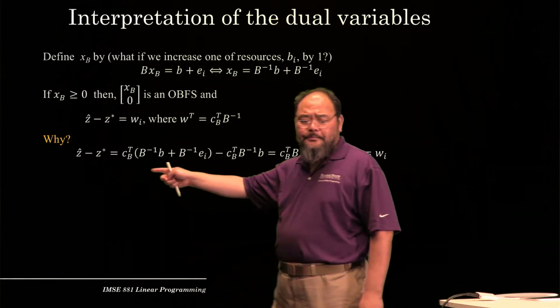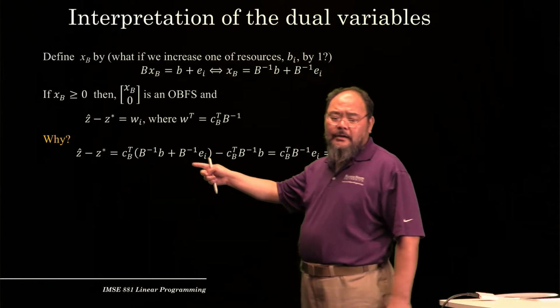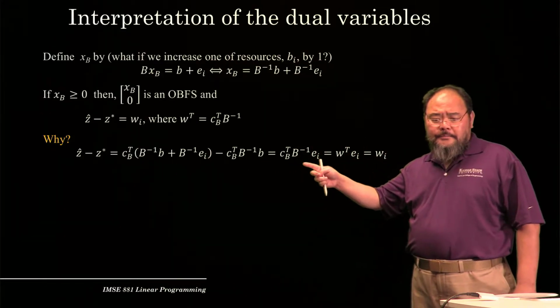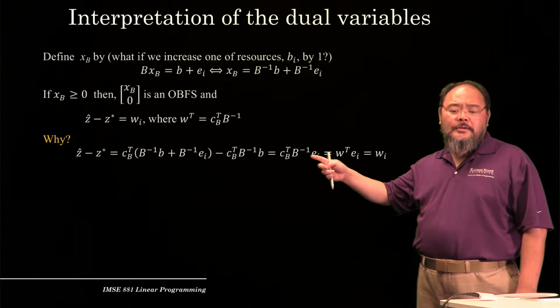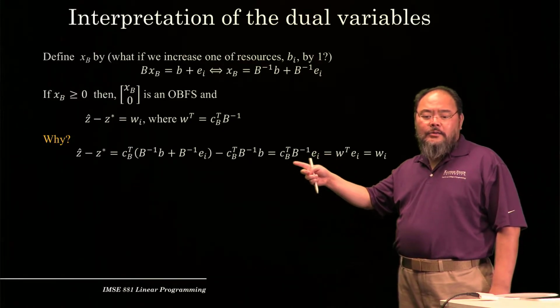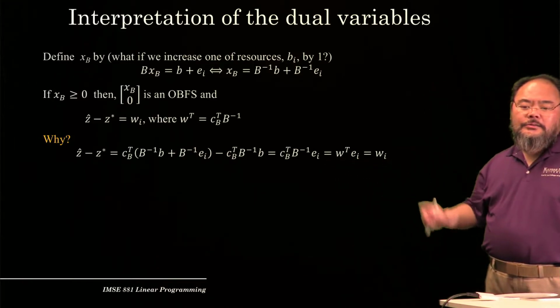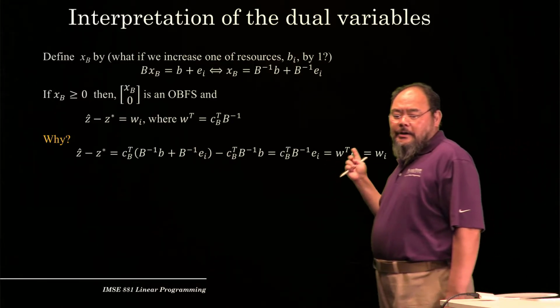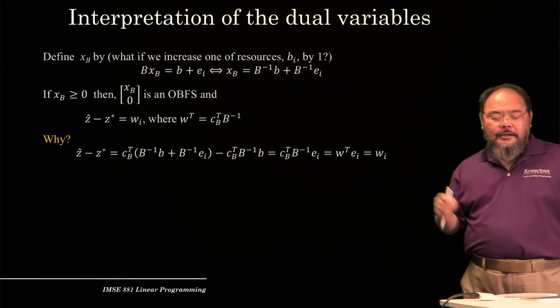This is the new objective function value. And the difference will be C_B transpose times B inverse times e_i. And C_B transpose times B inverse itself equals omega, and then it equals omega times e_i, which equals omega_i right here.